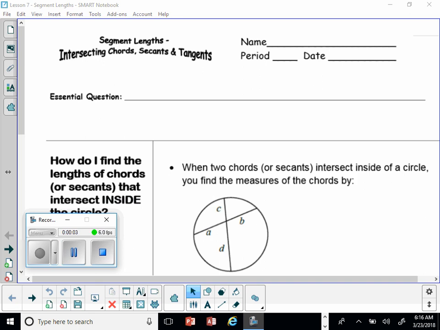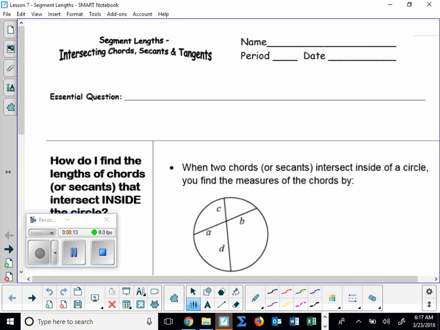In this lesson, we're moving on to finding segment lengths, specifically segments formed by intersecting chords, secants, and tangents. So our essential question is, how do I find segment lengths?